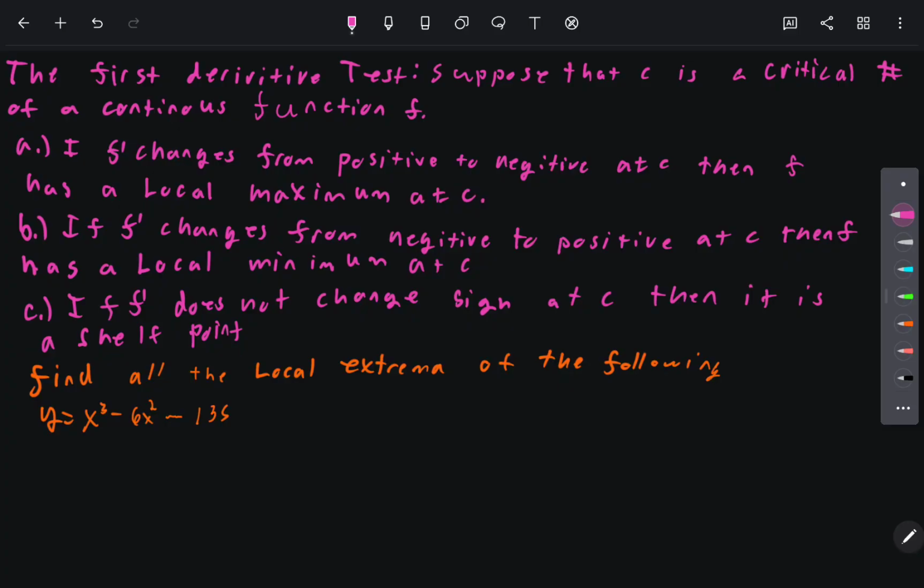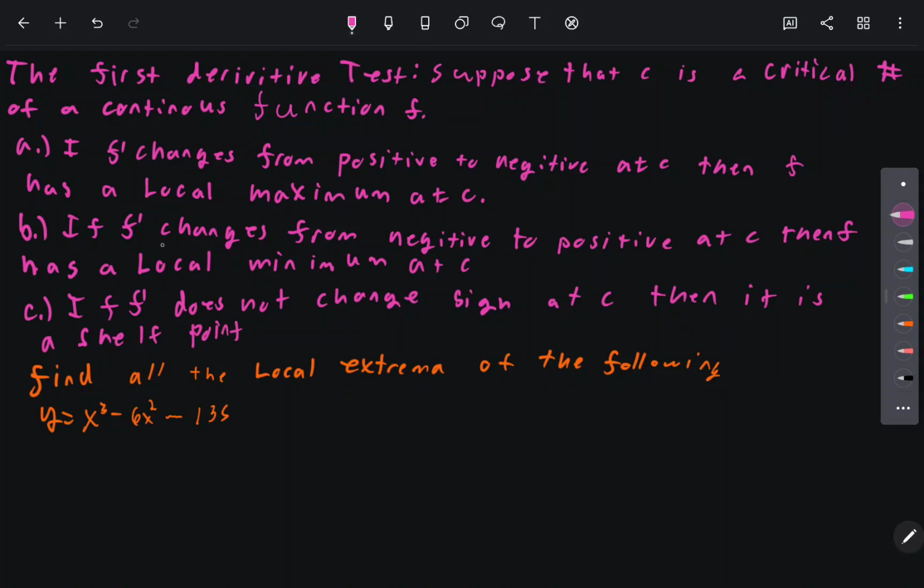So, suppose that c is a critical number of a continuous function f. If f prime changes from positive to negative, which is going to look like this, at c, then f has a local maximum at c. So you might notice that, well, it's increasing, but then it starts to decrease. So no values are ever going to be greater than c around c, or near c.